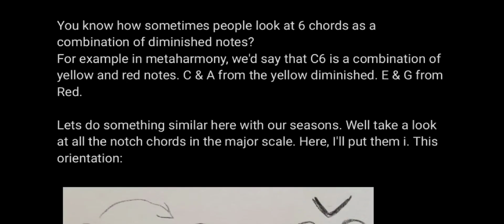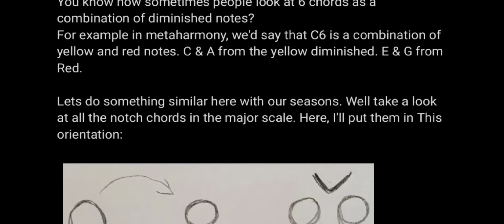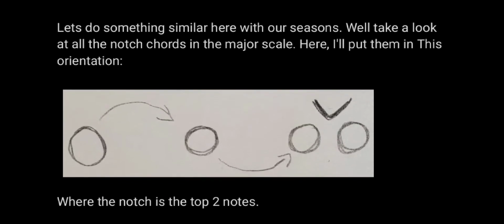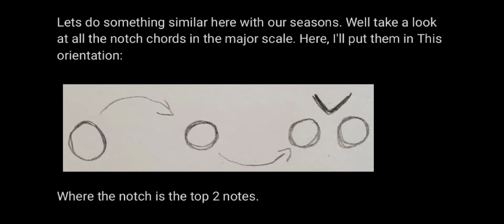Moving on now. You know how sometimes people look at 6 chords as a combination of diminished notes? For example, in metaharmony, we'd say that C6 is a combination of yellow and red notes. C and A from the yellow diminished. E and G from red. Let's do something similar here with our seasons. We'll take a look at all the notch chords in the major scale. Here, I'll put them in this orientation, where the notch is the top two notes.